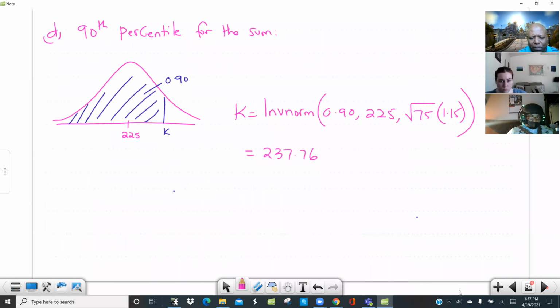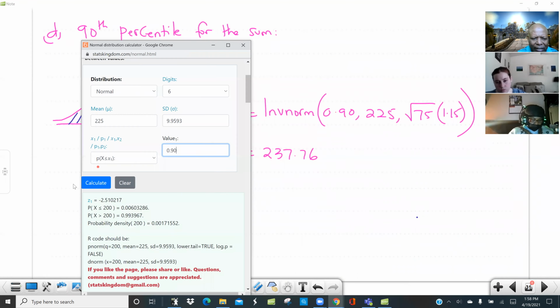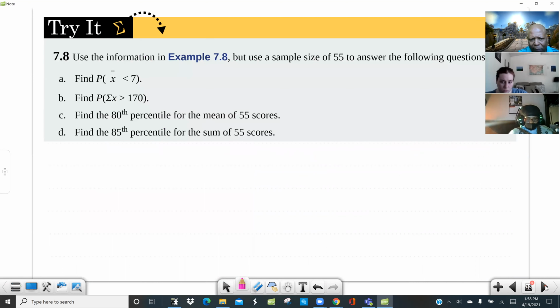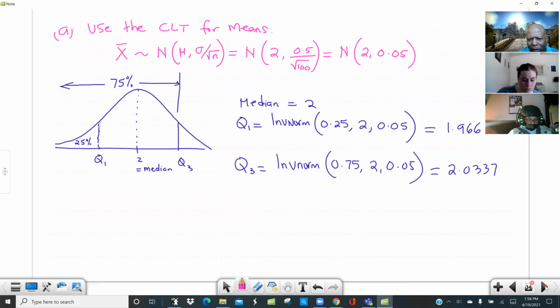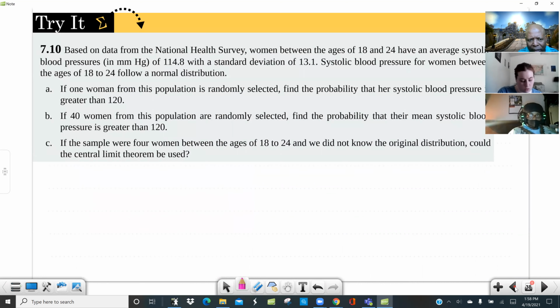Now, the 90th percentile, now that we have the right standard deviation, I put 0.9 there, and I should have 237 or thereabout. And yes, that is it, 237.76. So this is what we call the central limit theorem, guys. Everything else here is almost the same. Let me try one more before we go to the homework questions. That's where the action is.